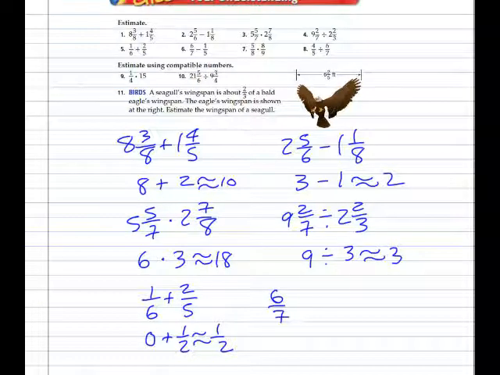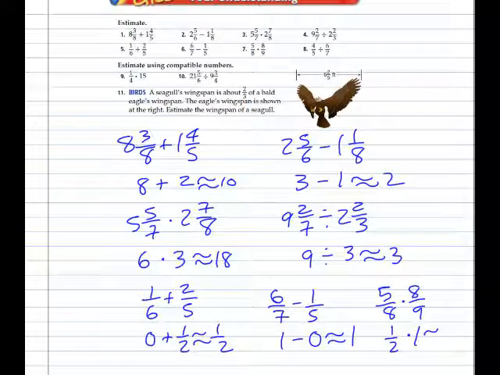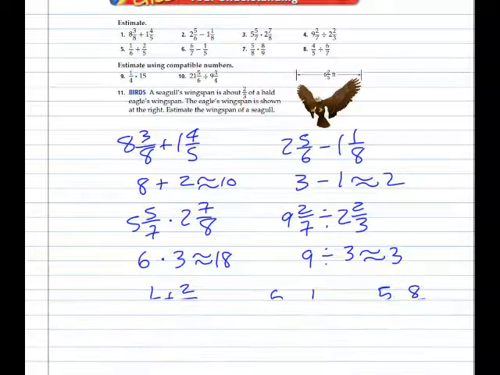6/7, this is example 6, minus 1/5. 6/7 rounds to 1. 1/5 to 0. Our estimate then is approximately 1. Number 7, 5/8 times 8/9. 5/8 is going to round to 1/2. 8/9 is going to round to 1. Our estimate then is approximately 1/2.